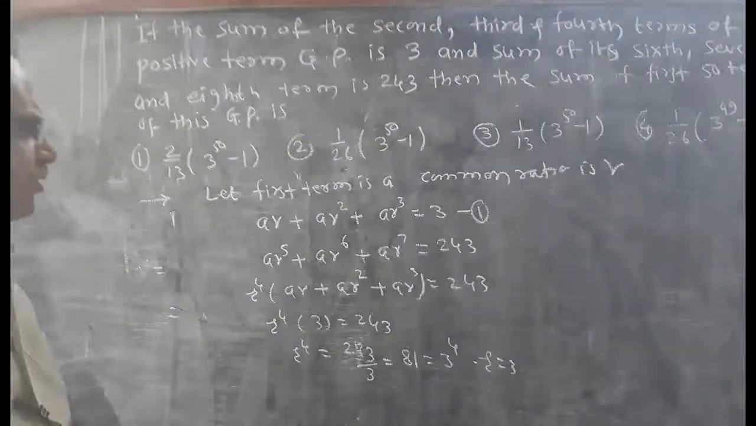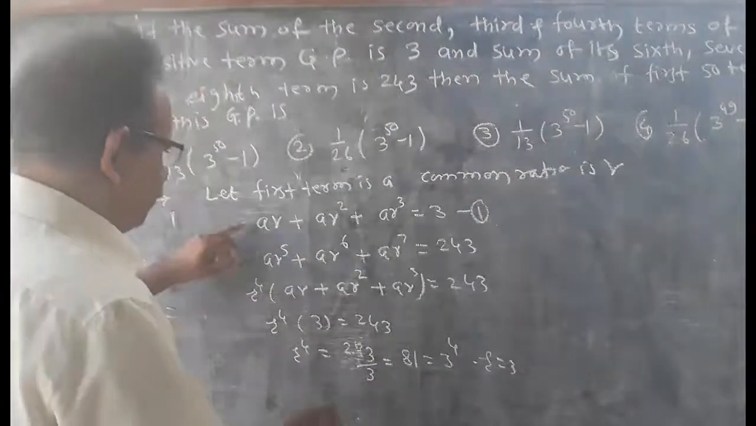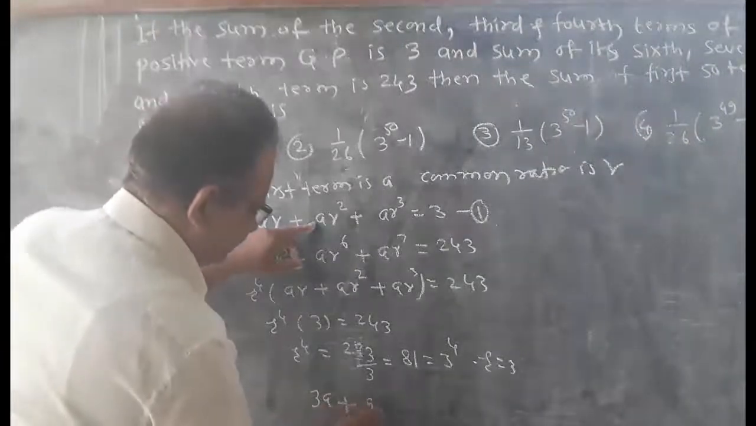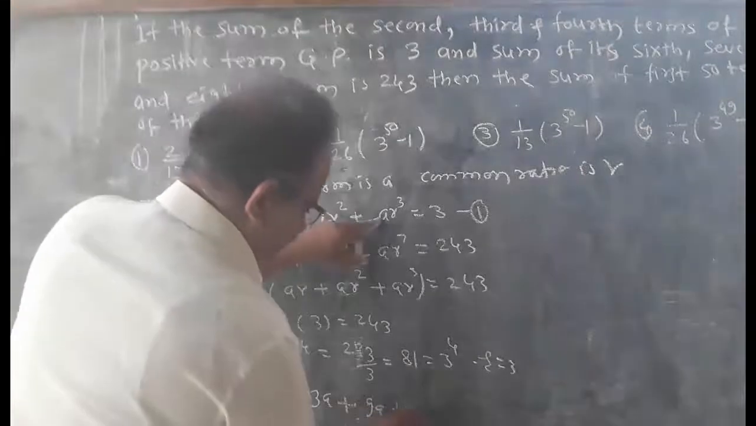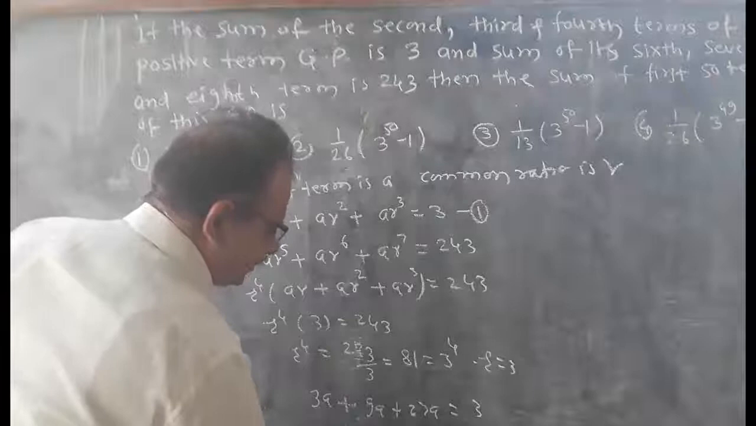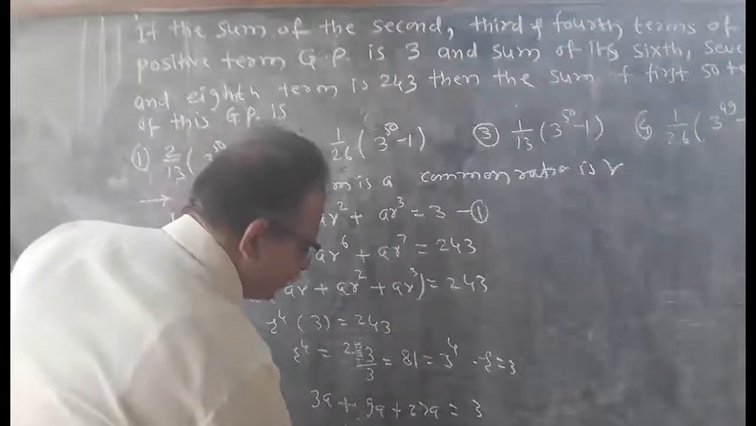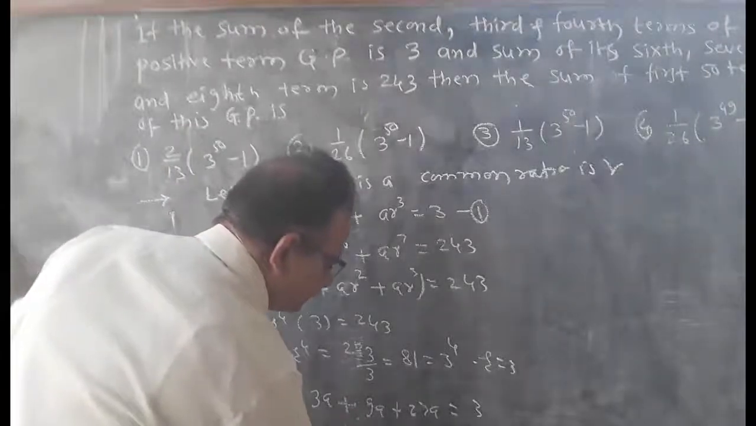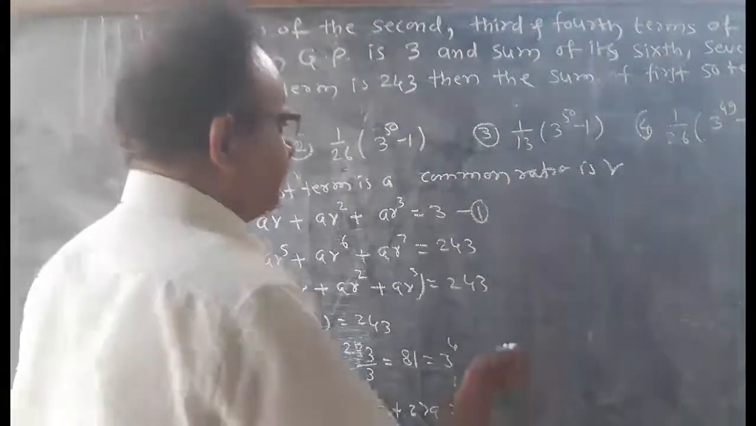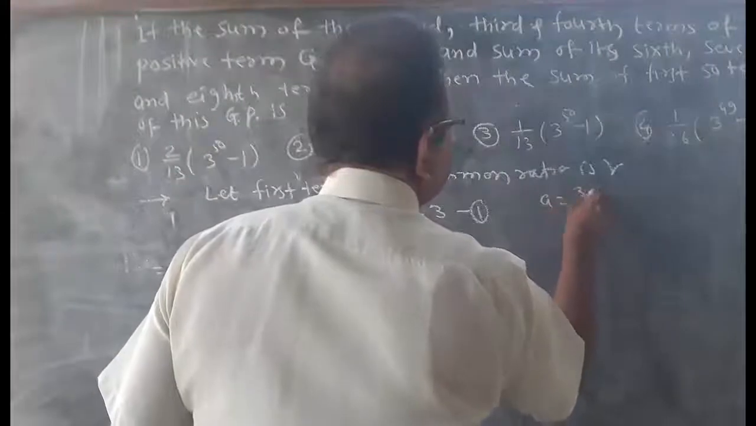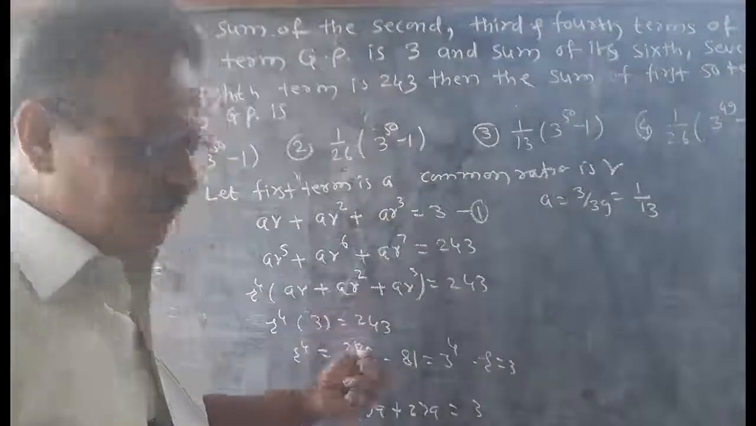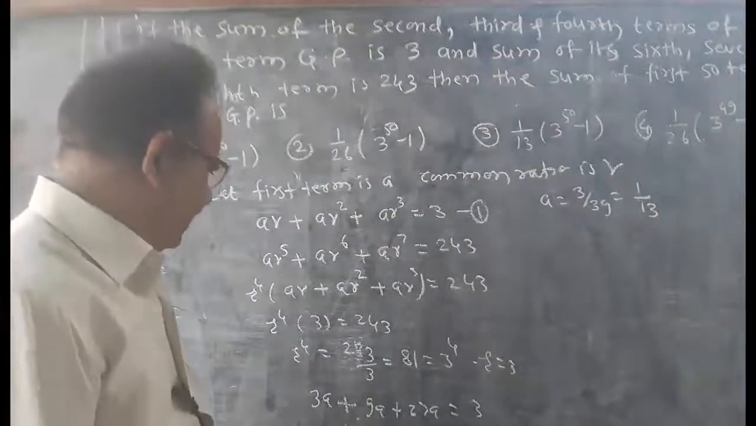If we put R equal to 3 in equation 1, we will get 3A plus 9A plus 27A equals 3. 39A equals 3. A equals 3 by 39. That is equal to 1 by 13. Thus, the first term is 1 by 13 and the common ratio is 3.